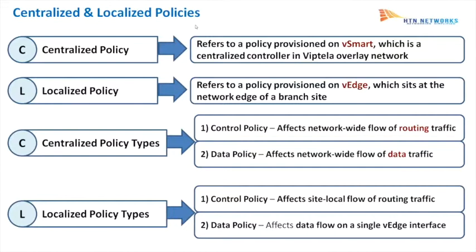So for the centralized policy, there are two types. One is control policy, one is data policy. The control policy affects the flow of routing information, and the data policy affects the flow of data traffic. Then localized policy affects the local flow of routing traffic, the site-local flow. Any site where the vEdge is placed, it will affect only routing information in that local site. And also the local data policy affects the data flow in that specific vEdge interface.